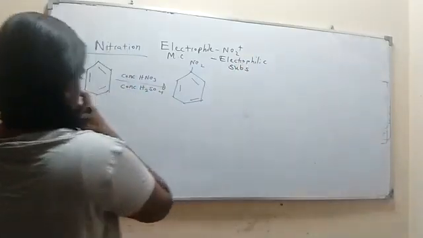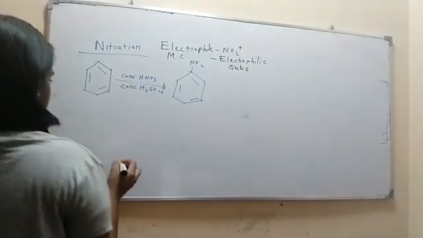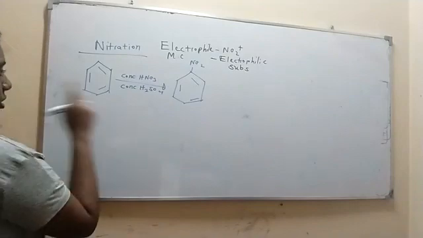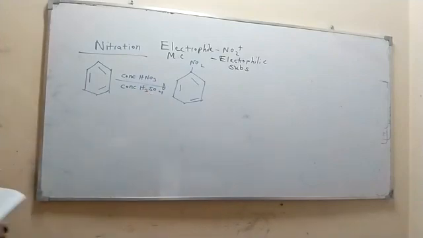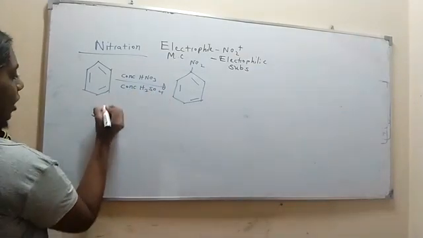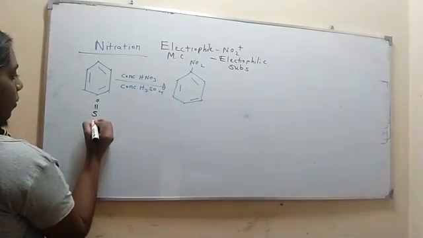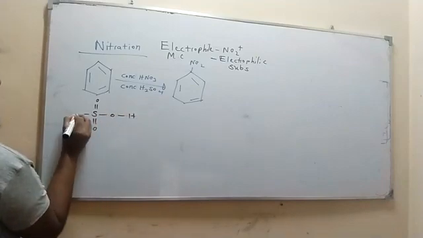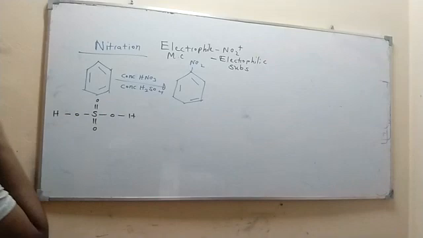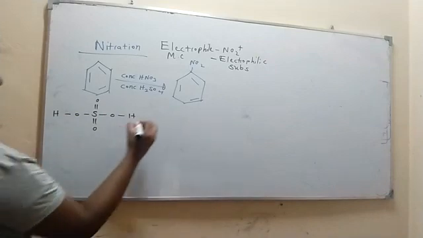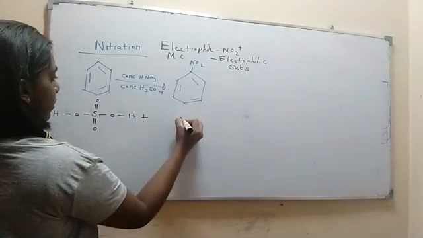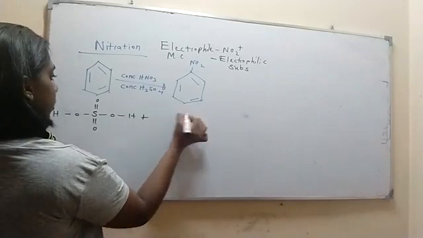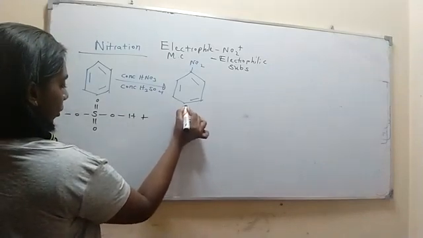Electrophilic substitution reaction. So what is happening is, first let's draw the structure of H2SO4 and HNO3. H2SO4: sulfur, double bonded oxygen, double bonded oxygen, with an OH here and an OH here. This is the structure of H2SO4. HNO3: nitrogen here, and through a dative bond, it is bonded to OH.